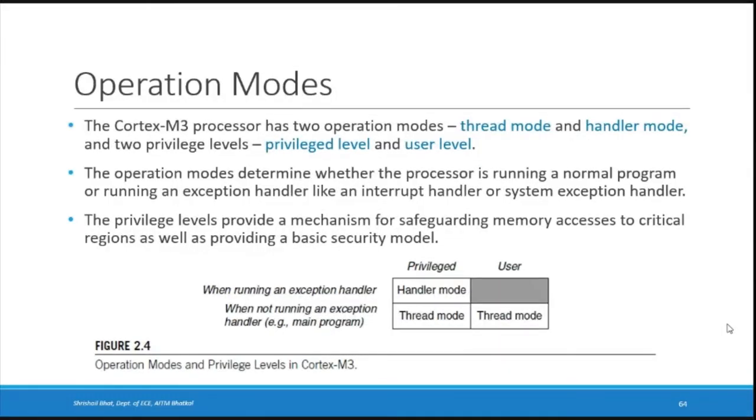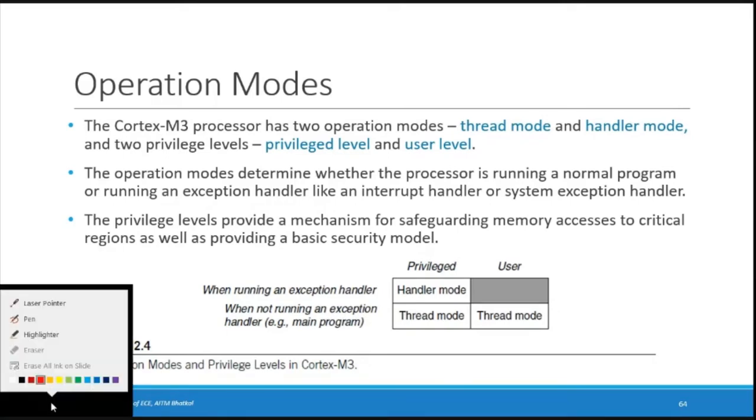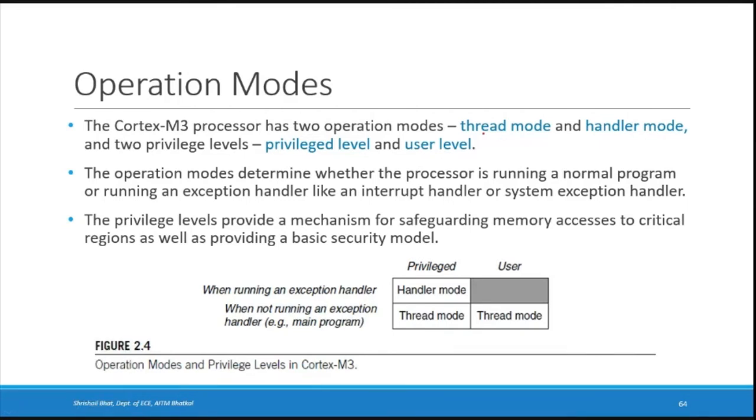The Cortex M3 processor has two operation modes and two privilege levels. The two operation modes are the thread mode and the handler mode, and the two privilege levels are privileged level and user level, right? So these are two different things: operation modes and privilege levels. What operation modes do is they determine whether the processor is running a normal program or an exception handler, like an interrupt handler or system exception handler.